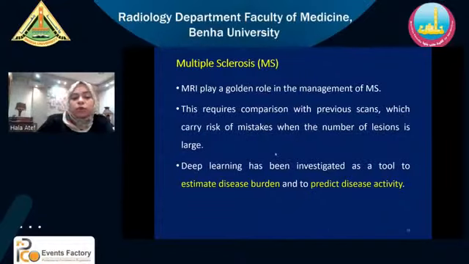In multiple sclerosis, MRI plays a golden role in the management of MS. This requires comparison with the previous scan, which carries a risk of mistakes when the number of lesions is large. Deep learning has been investigated as a tool to estimate disease burden and to predict disease activity.